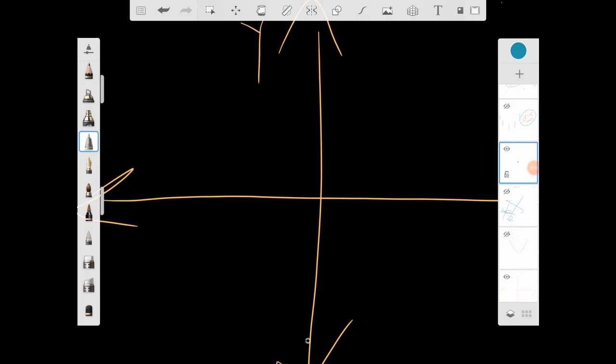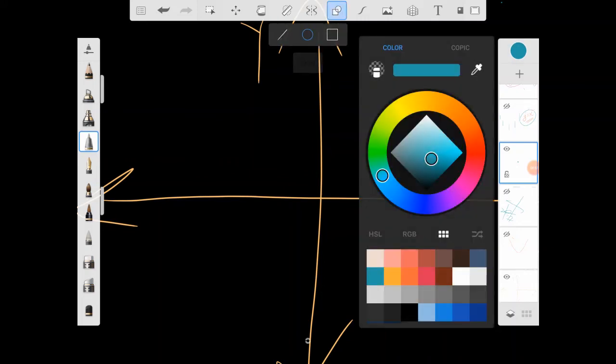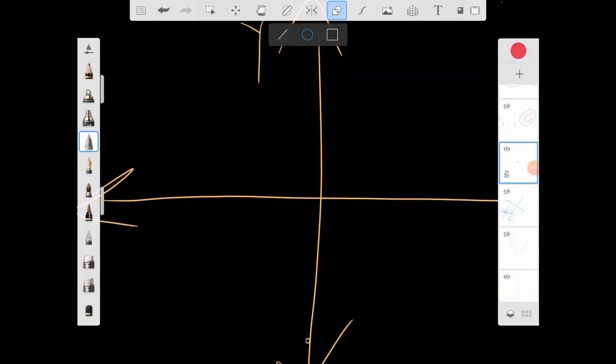So let me show you another graph. This time the graph is going to be a circle.